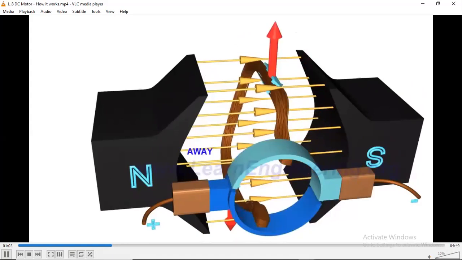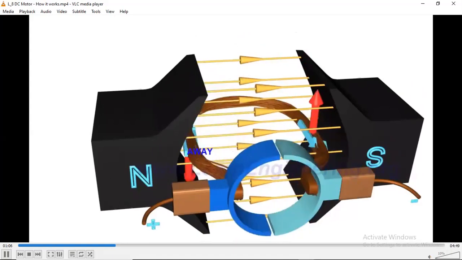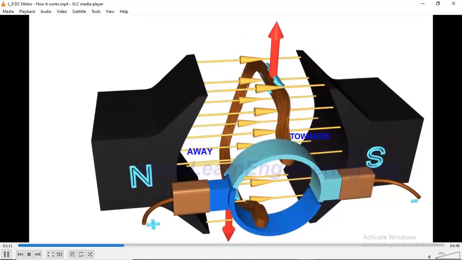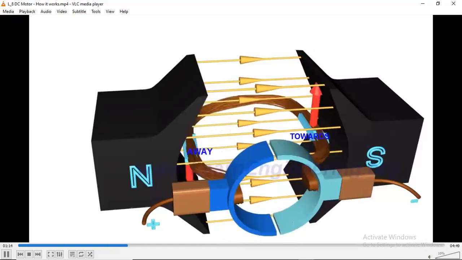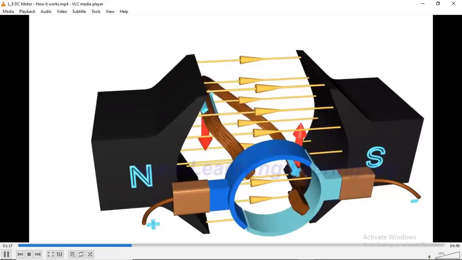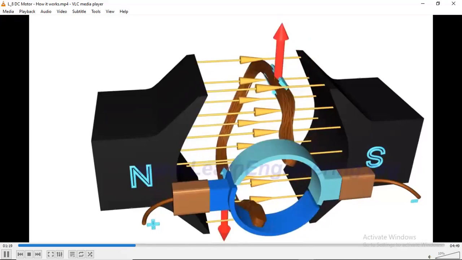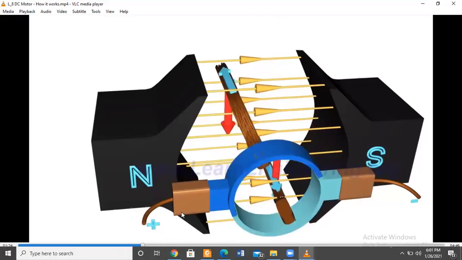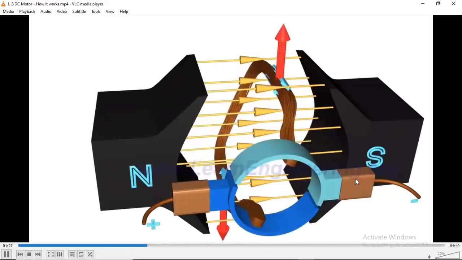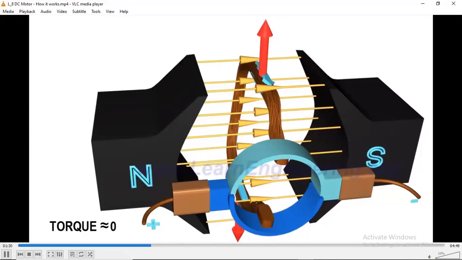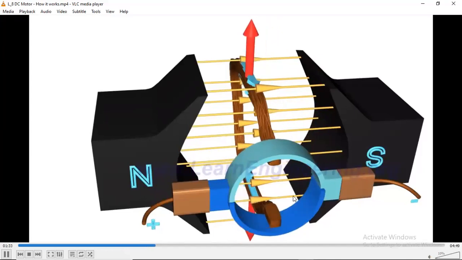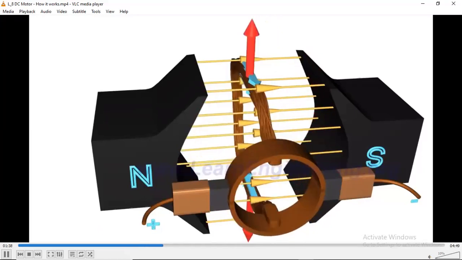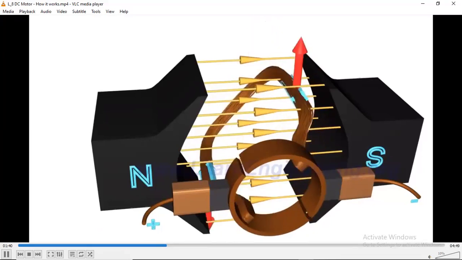So you can see how it moves. Currently it is moving anti-clockwise, and if we want to move it in the clockwise direction, we have to reverse the polarity, providing negative on this side and positive on this side, so the rotation can be reversed. So the DC motor has the particular aspect that we can change its polarity and reverse its rotation. So it is easily understandable.